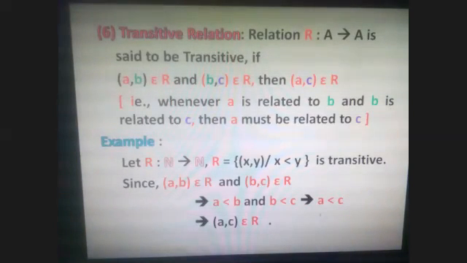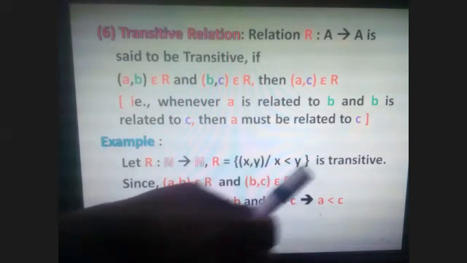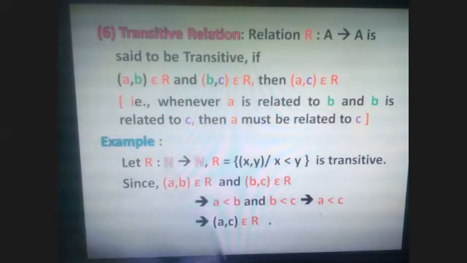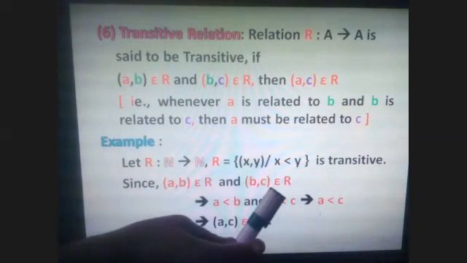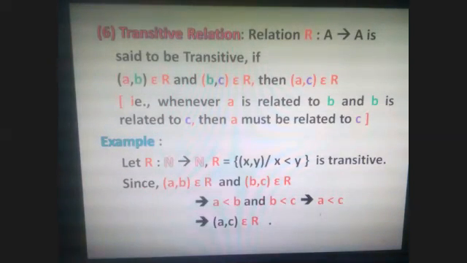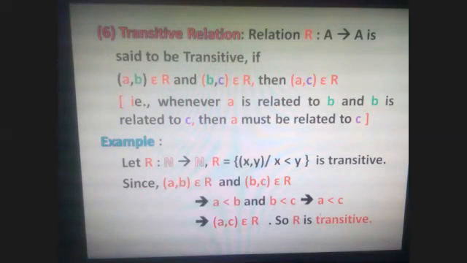That is the relation. Whenever x is less than y, (x, y) is a member of R. So (A, C) is a member of R. So when (A, B) is a member of R and (B, C) is a member of R, that implies (A, C) is a member of R. And hence, R is transitive. So understand very carefully, transitive relation: when (A, B) is a member of R and (B, C) is a member of R, then (A, C) must be a member.